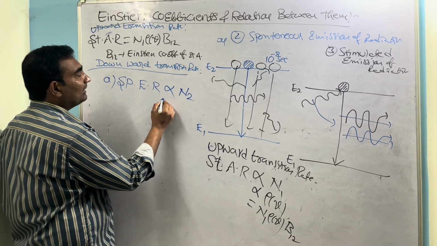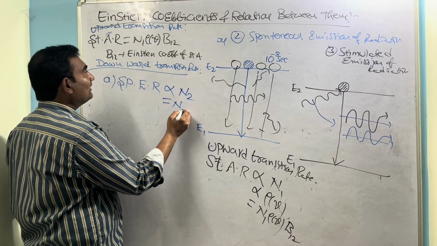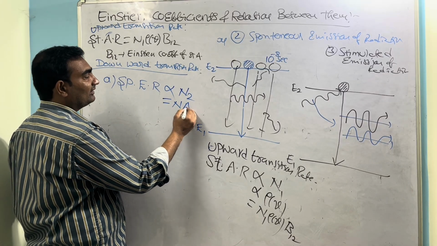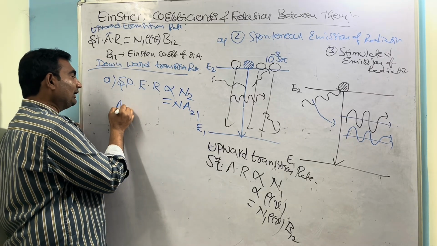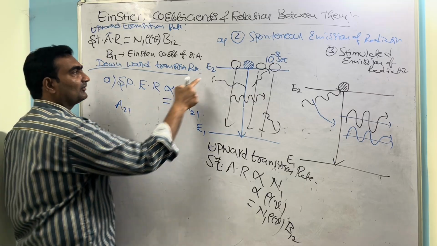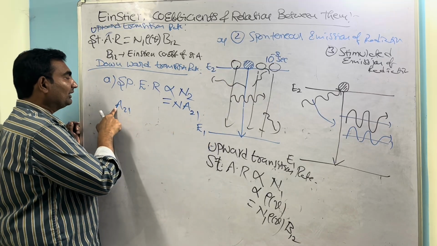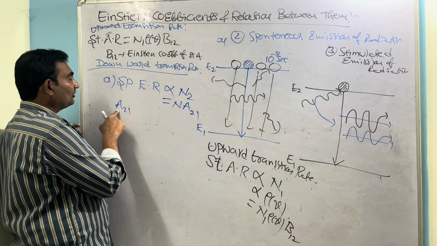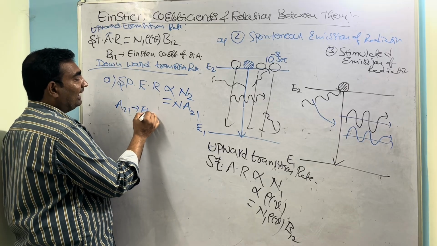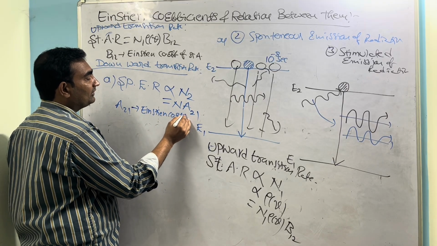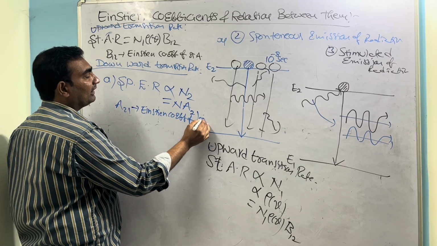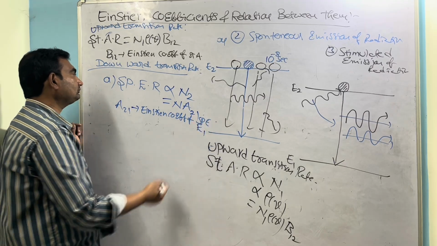If you remove the proportionality, you get a constant. Since it is spontaneous, I would opt for the term A21. Here A21, the 21 means from the E2 state to E1, and A indicates spontaneous emission. So A21 is called the Einstein coefficient of spontaneous emission.